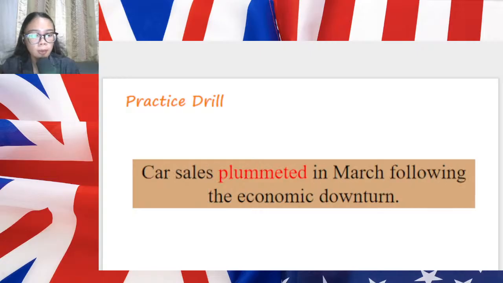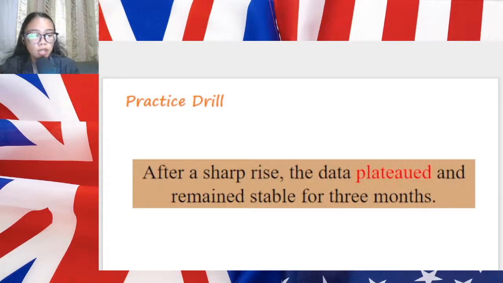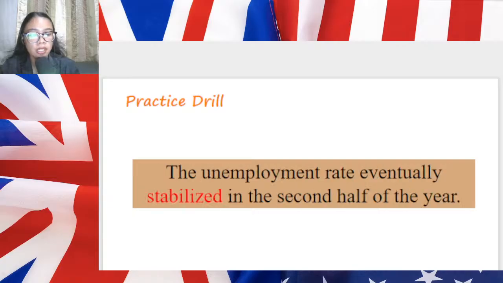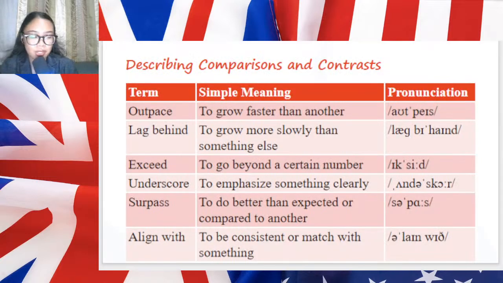Car sales plummeted in March following the economic downturn. After a sharp rise, the data plateaued and remained stable for 3 months. The growth rate moderated after several quarters of expansion. The unemployment rate eventually stabilized in the second half of the year, and that is the last word for describing general trends. Let's move on to another set of words or terms, which is on describing comparisons and contrasts.